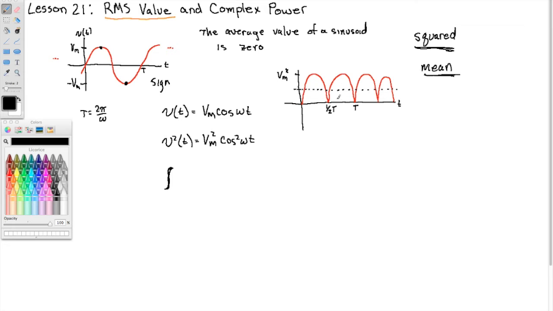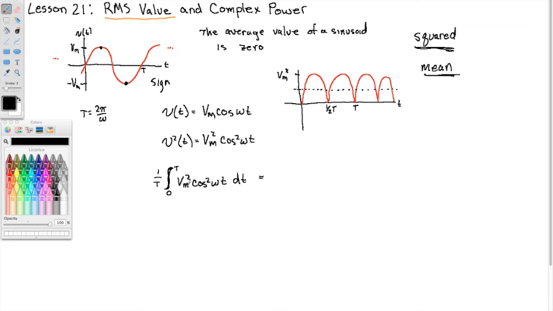Now if I want the average value of this thing, why not just get the average value over one period? The average value of a periodic signal is just the average value over one period. So let me integrate this thing from 0 to T, and then let me divide by that time frame, 1 over T. This is the mean value theorem from calculus. And I'm integrating the square of this thing. So this is Vm squared cosine squared omega t.